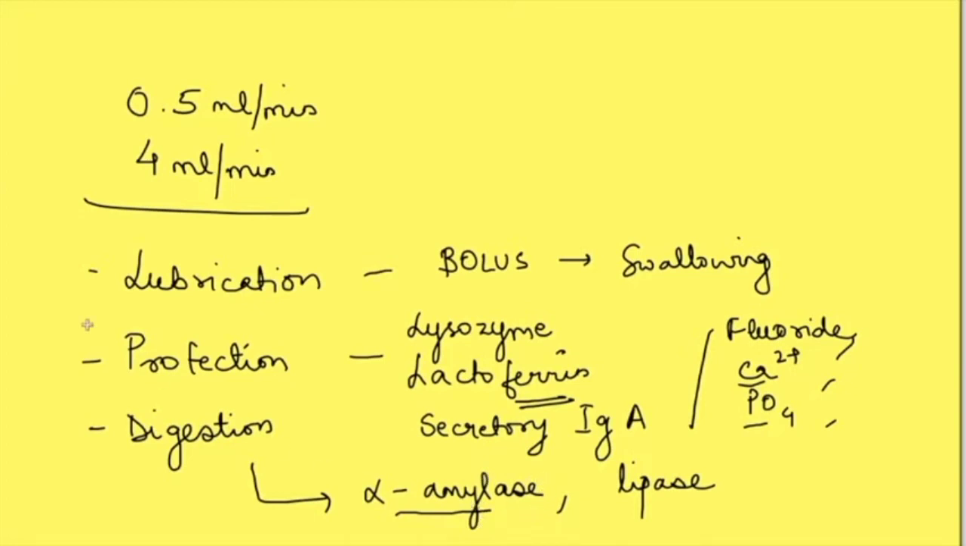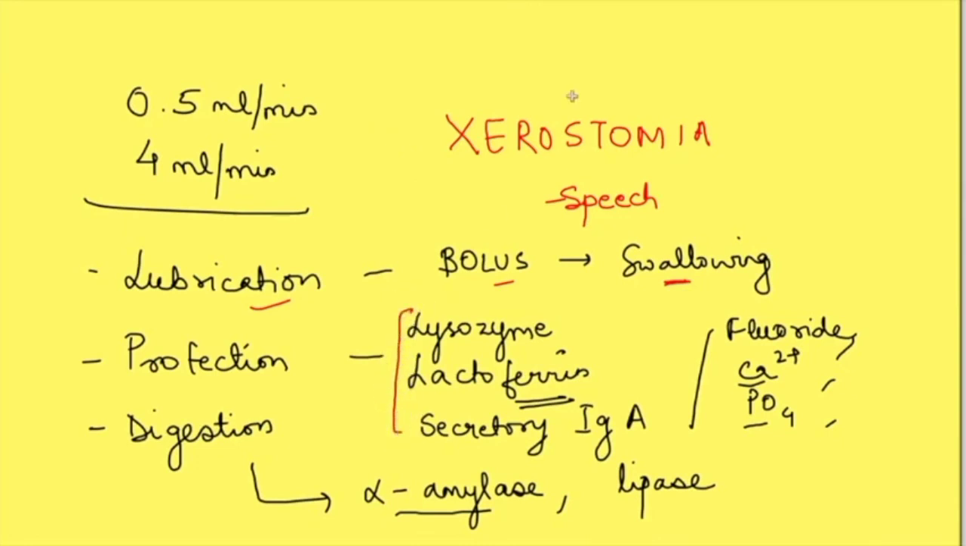Now with these functions in mind, you can very well predict what will happen if salivary secretion decreases. This condition is known as xerostomia, that is, dry mouth. There will be a problem in lubrication and bolus formation, so swallowing will be affected. Plus, if proper lubrication is not there, the person will not be able to speak also. So speech will also be affected. The protection provided by our salivary secretion will not be there, and there may be development of dental caries.